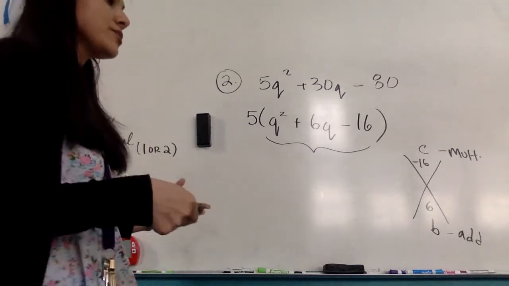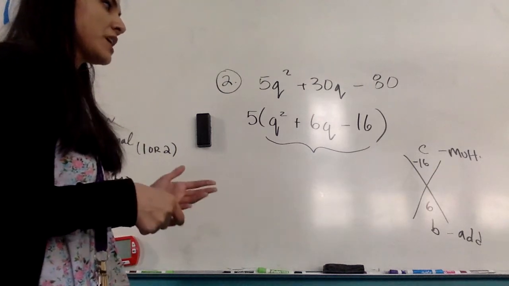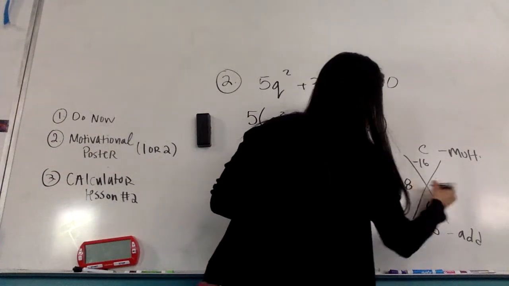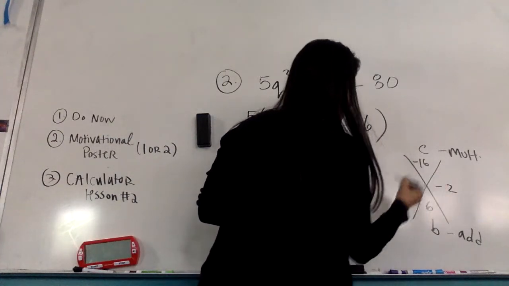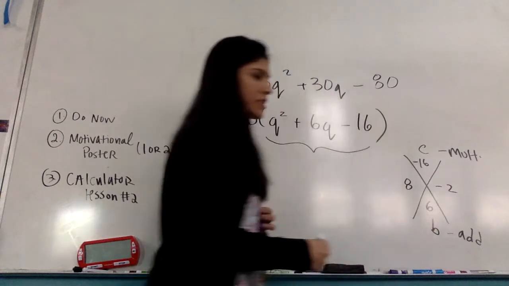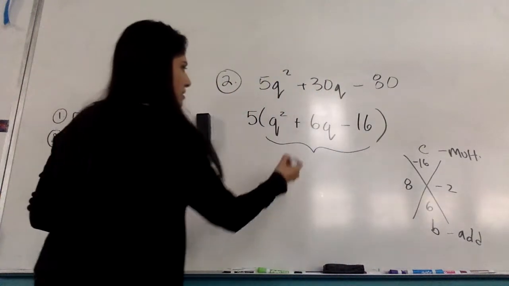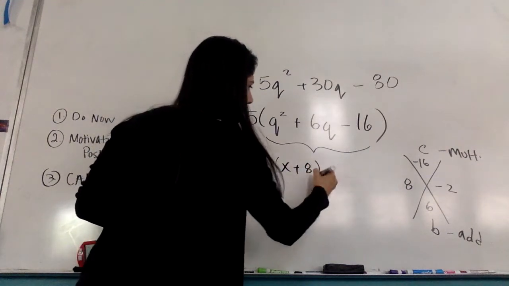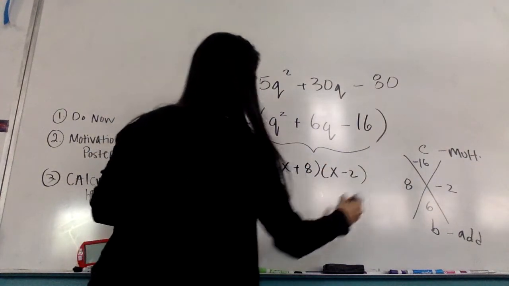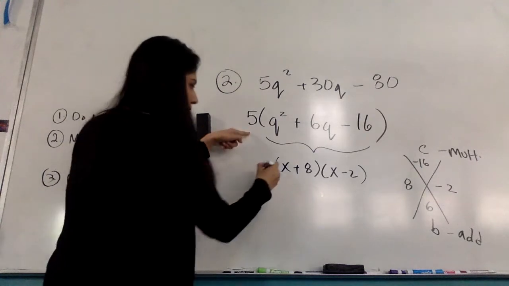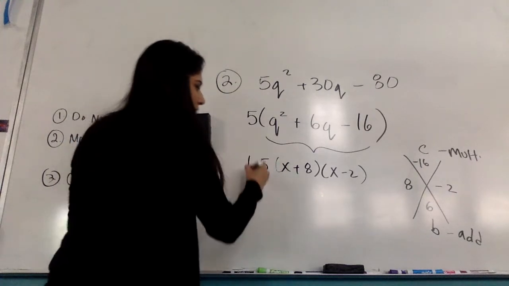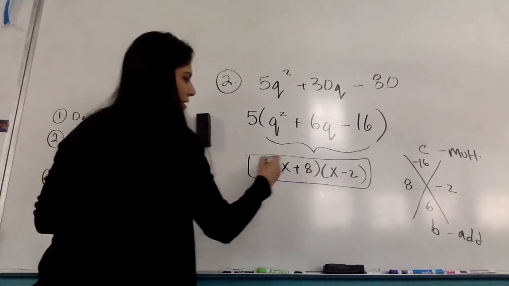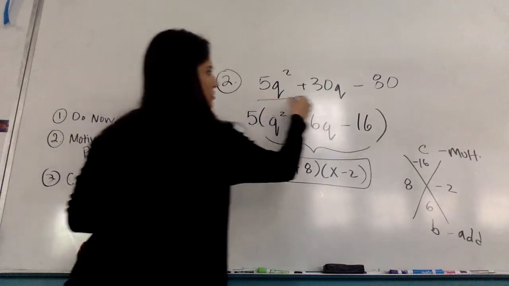So I know 8 and 2, and if 8 minus 2 gives me 6, so why don't I try 8 and negative 2? That's negative 16, add these together, that gives me 6, that works. So then this part right here factors into q plus 8 and q minus 2. Do not forget that there's a 5. You have to bring that down. This is your total factored form. If you were to FOIL these out and then distribute the 5, you'll get your original.